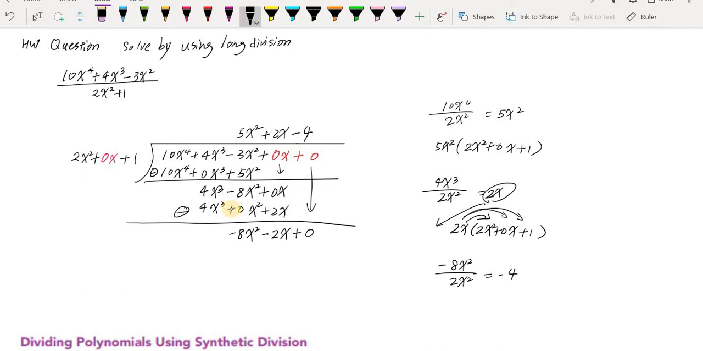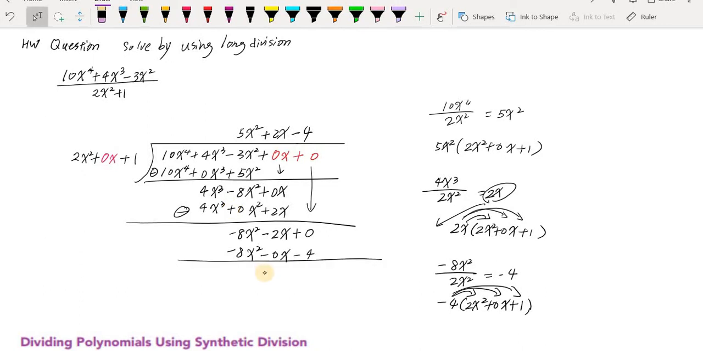Negative 4 right here. And then we're going to use negative 4 multiply the divisor. So that will be 2x squared plus 0x plus 1. So I'm going to write it down. That will be negative 8x squared minus 0x and then minus 4.